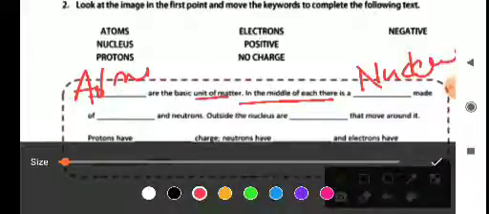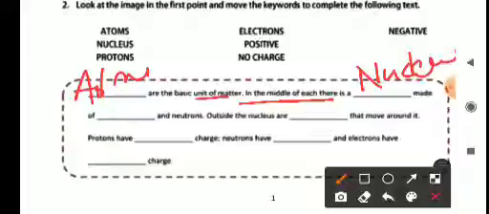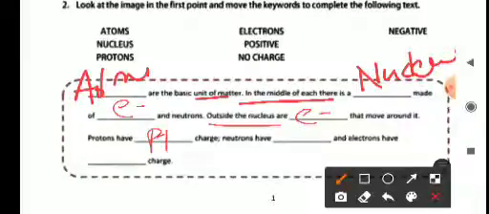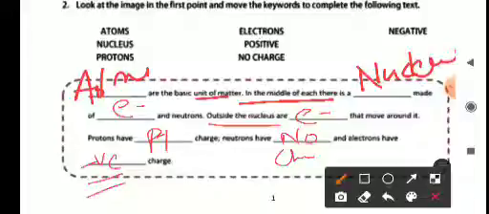The nucleus is made up of protons and neutrons. Outside the nucleus there are electrons that move around it. And in the second line, protons have a positive charge, neutrons have no charge, and electrons have a negative charge. So these terms will be filled here.